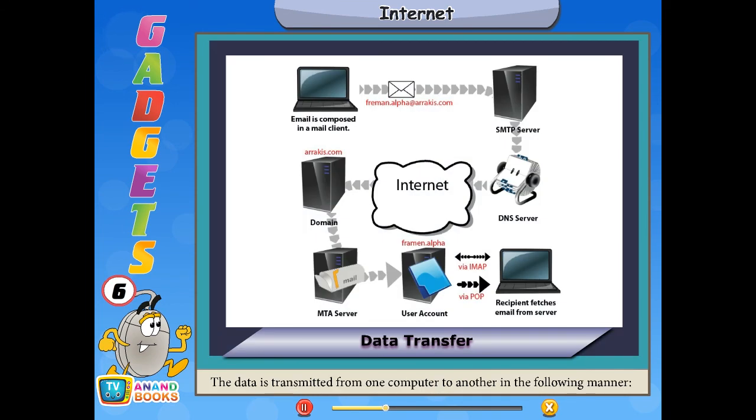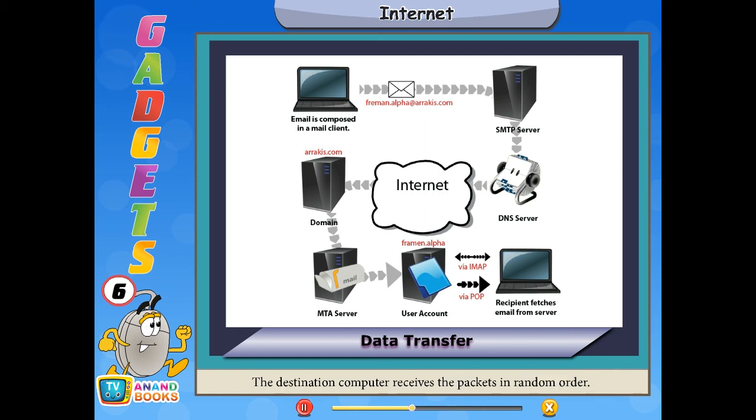The data is transmitted from one computer to another in the following manner. At the source computer from where the data is to be transferred, the data, messages or files is broken down into small packets. Each packet has a serial number and an address called Internet Protocol Address, IP address, on it. Each computer connected to the internet has a unique IP address. All these packets are then sent to the address of the destination computer one by one. They are passed from one computer to another until they reach their destination.